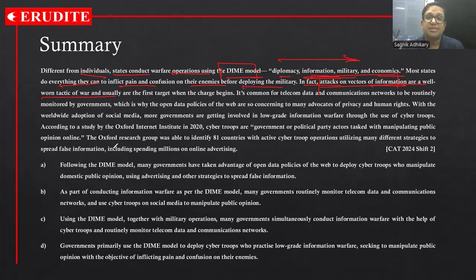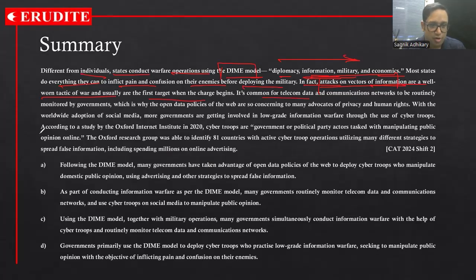But used weapons, well-worn weapons, they are smooth if they have been taken care of. People, soldiers, can get much better use out of them. So attacks on vectors of information are well-worn tactics of war, and are usually the first target when the charge begins. It is common for telecom data.